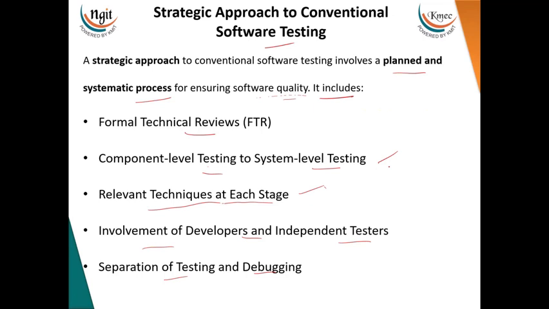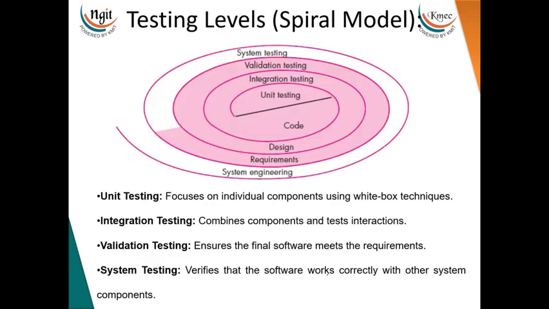Then, separation of testing and debugging is just to clarify the two. You have to remember that testing is to find errors, and debugging is fixing them. Just remember these are two different tasks. Let me write: testing is to find errors, debugging is to fix them. Clear? So these are all the strategic approaches to conventional software testing.